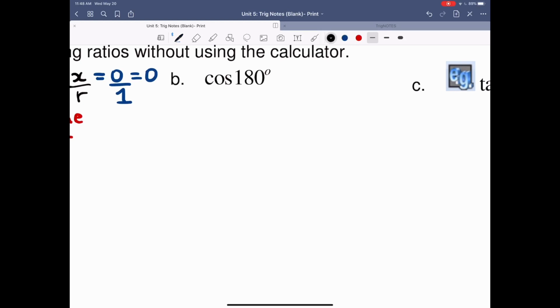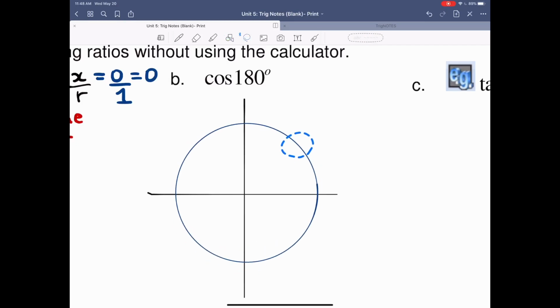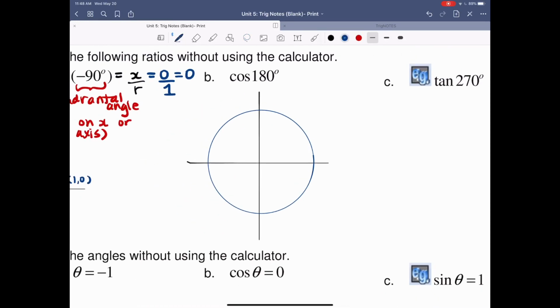B, for cos 180, draw the x and y axis and a perfect circle centered at the origin. Now I'm just going to focus on one part. We have cos 180 degrees. That means my coordinate is here, and my coordinate is going to be, well, I went left 1, so negative 1. It didn't go up or down, so it's negative 1, comma 0. This is my x, this is my y. This is the coordinate that I'm interested in.